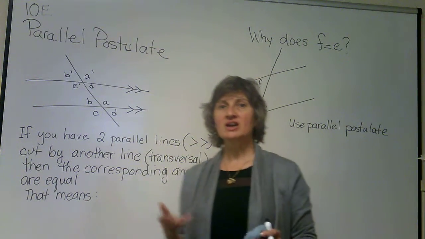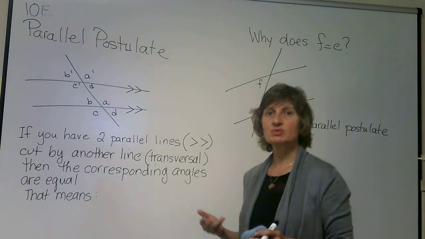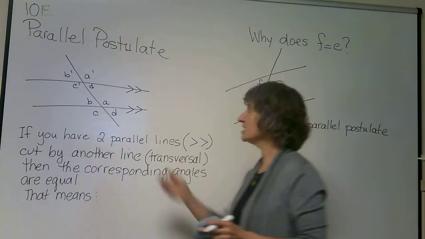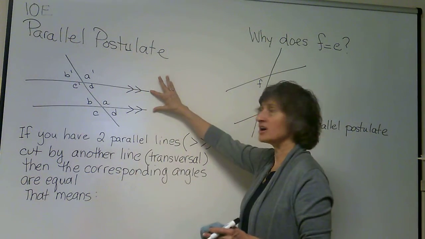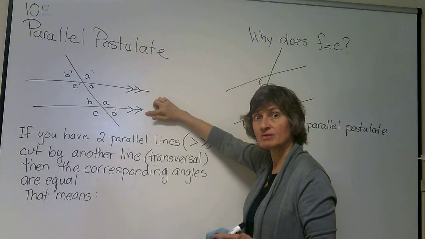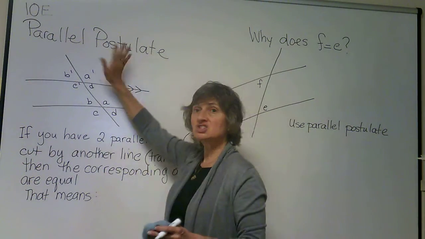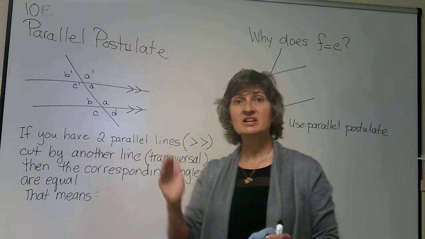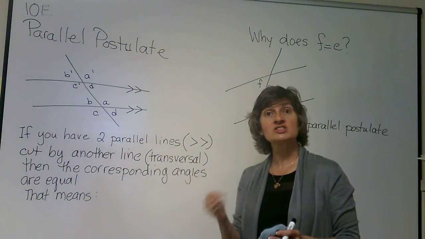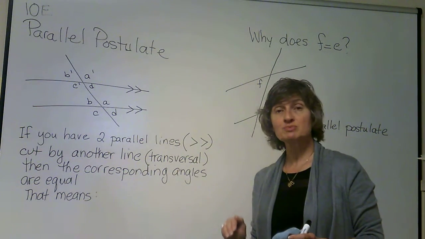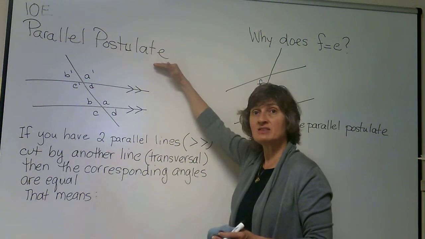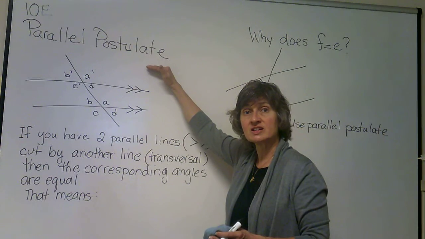Now we're going to talk about another group of angles through something called the parallel postulate. Parallel means you have to have parallel lines. See those arrows? That refers to parallel. Postulate means it's a rule. It's something that's given or stated versus a theorem, which is something that's proved. So you're going to need the parallel postulate for various things that you do.